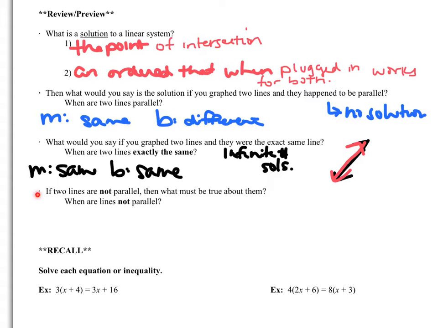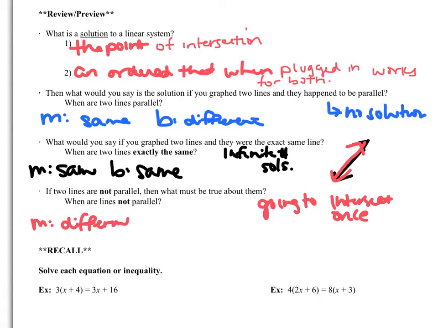Two parallel lines never intersect. When lines are not parallel, it just means they're going to intersect. And since lines are straight and don't bend, they're going to intersect once. Two lines are not parallel as soon as their slopes are different. It doesn't even really matter what the y-intercept is.